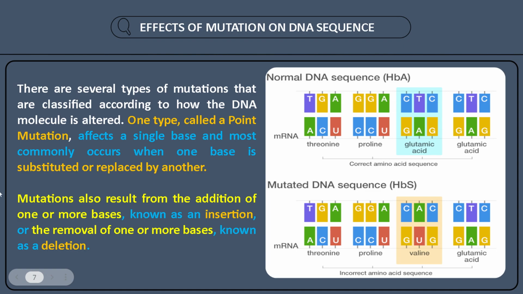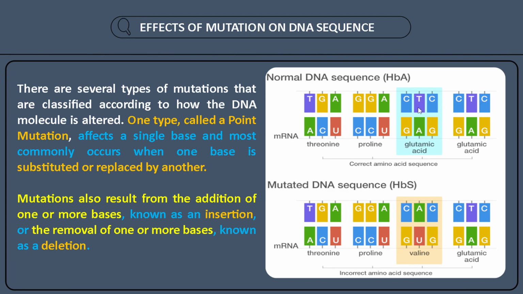Okay, so there are several types of mutation that are classified according to how the DNA molecule is altered. One type is called point mutation. It affects a single base and most commonly occurs when one base is substituted or replaced by another. Another is mutation resulting from added bases, known as insertion, or deleting the nucleotide bases.